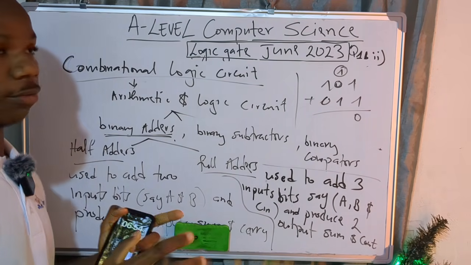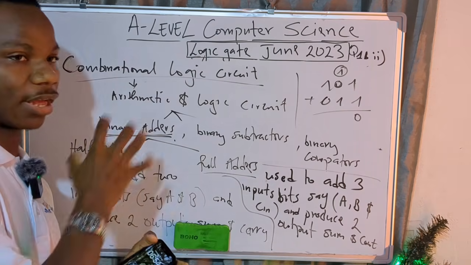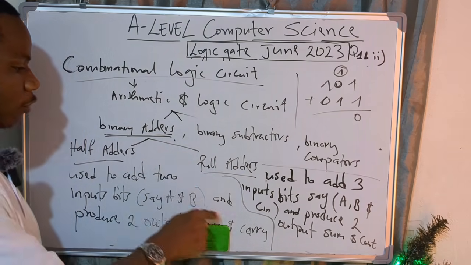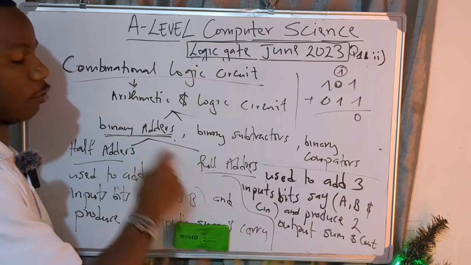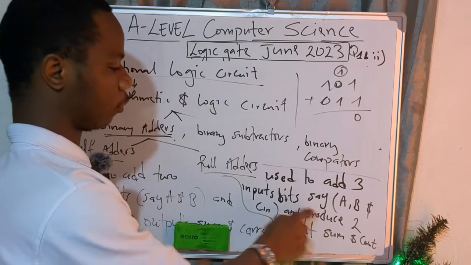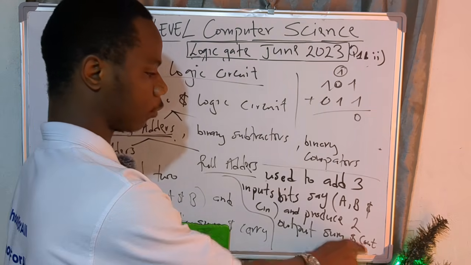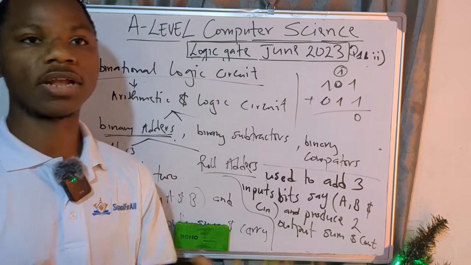So after drawing this truth table, you need to know also how to draw the circuit diagram of half adder and full adder. You need to know what is the Boolean expression of sum in half adder, the Boolean expression of carry in half adder, the Boolean expression of sum in full adder, and the Boolean expression of C out in full adder. These are questions that they ask in the GC.